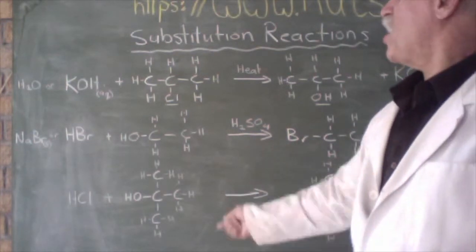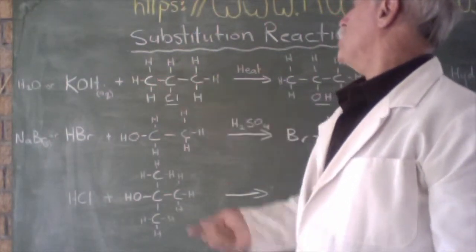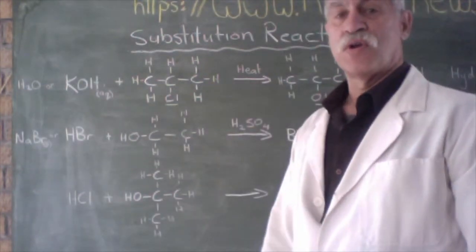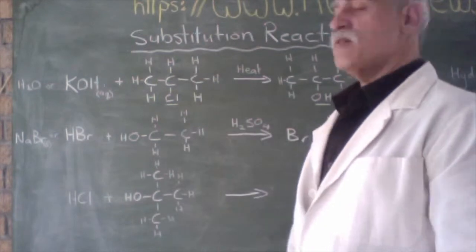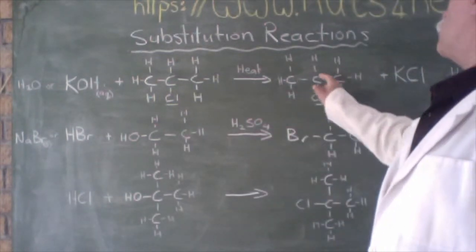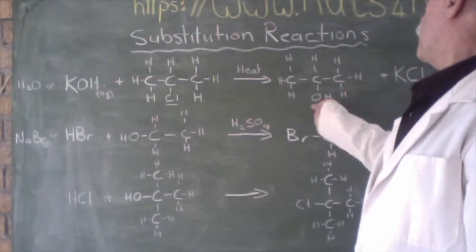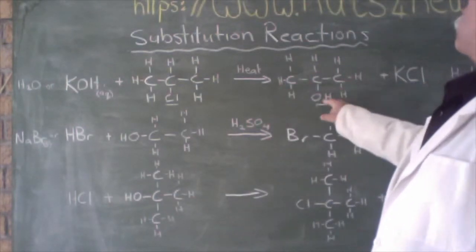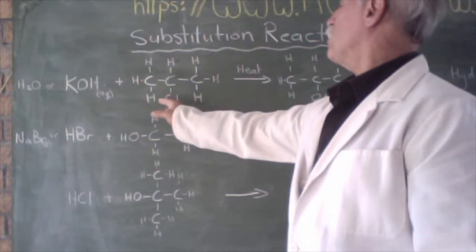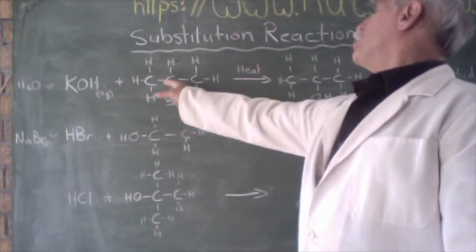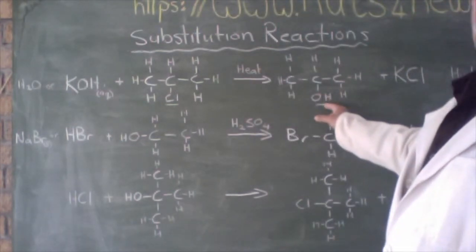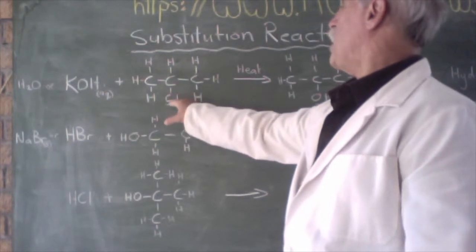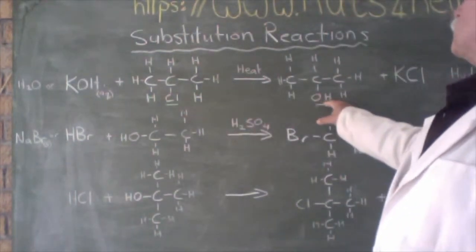Let's practice how we name them. 1, 2, 3 carbons, methane, ethane, propane. It's got a chlorine on carbon number 2, 2-chloropropane. What is this? 1, 2, 3 carbon alcohol with the alcohol group on carbon number 2. So it's going to be propan-2-ol. So this is going from 2-chloropropane to propan-2-ol. And what are we doing? We're actually going to substitute that chlorine for that hydroxyl group.